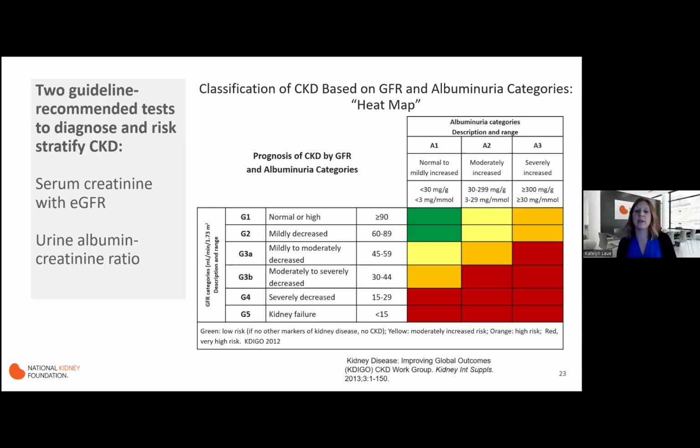I also want to point out that UACR is very closely associated with cardiovascular risk, those cardiovascular outcomes that I spoke about earlier. So again, I just really want to reiterate the importance of having both of these tests and using that information together to truly evaluate the severity of the disease and the risk of progression.